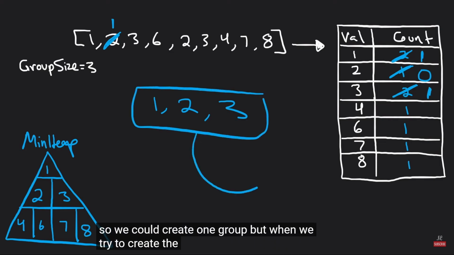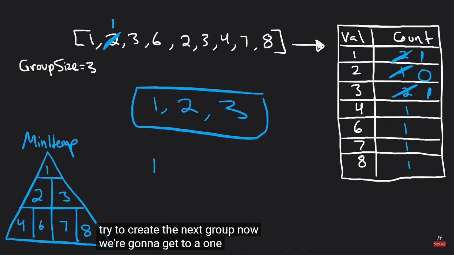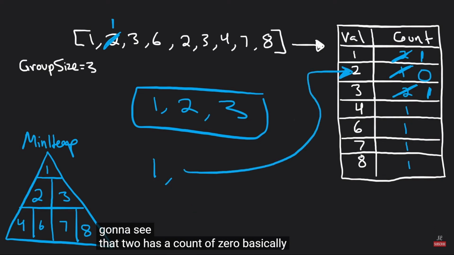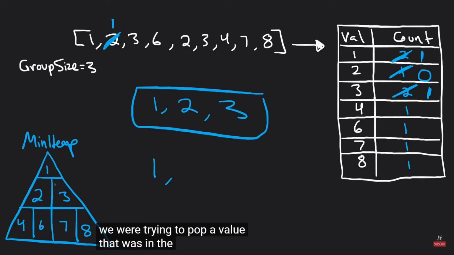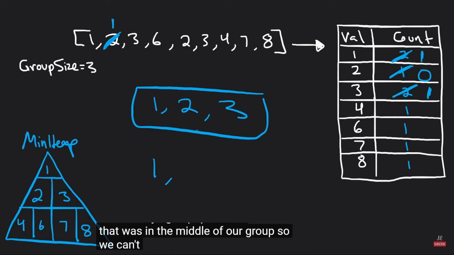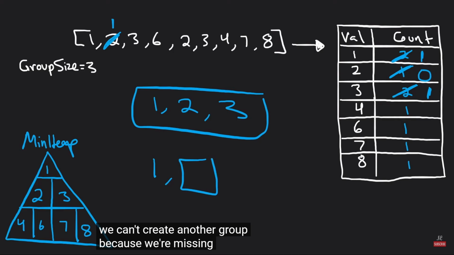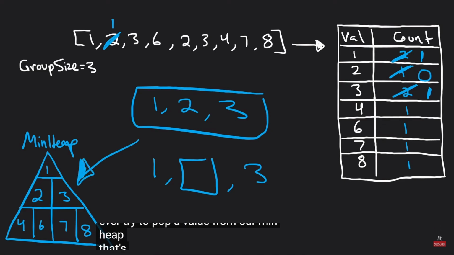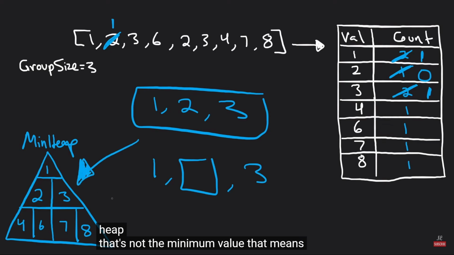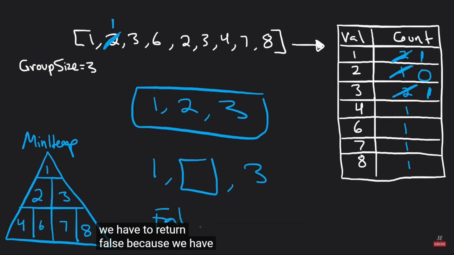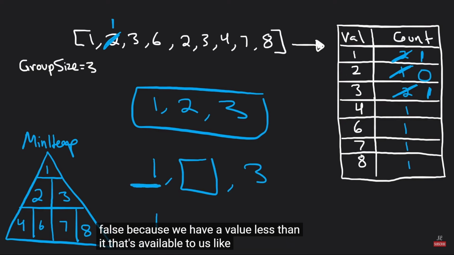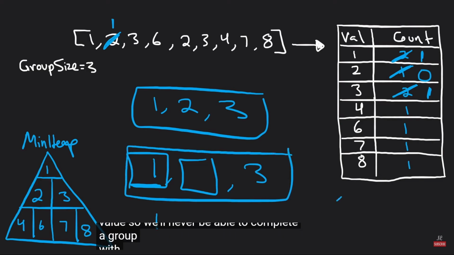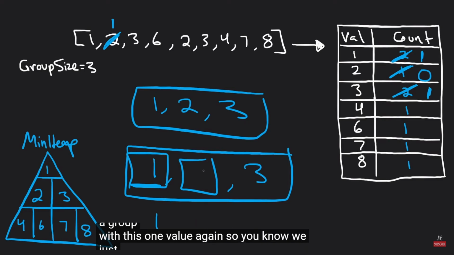But when we try to create the next group now, we're going to get to a 1, and then we're going to look for a 2, but we're going to see that 2 has a count of 0. Basically, we were trying to pop a value that was in the middle of our group, so we can't create another group because we're missing that 2 value. So if we ever try to pop a value from our min heap that's not the minimum value, that means we have to return false because we have a value less than it that's available to us, like 1, but we don't have that 2 value, so we'll never be able to complete a group with this 1 value again, so we just have to return false then.